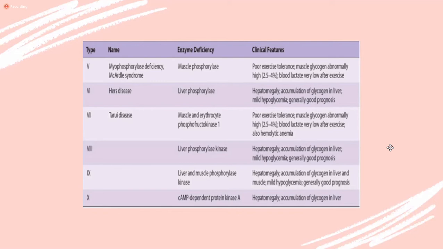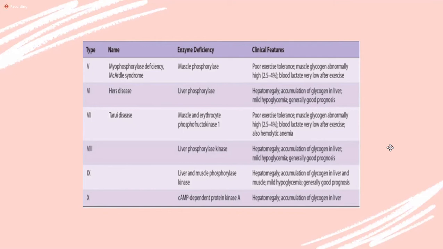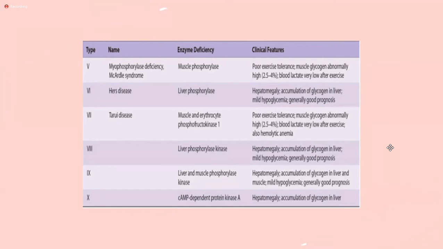Then you have liver phosphorylase kinase is absent, hepatomegaly, hypoglycemia, and so on. Liver and muscle phosphorylase kinase, again hepatomegaly. Cyclic AMP-dependent protein kinase A, hepatomegaly again, because you cannot break down the glycogen. The glycogen will just accumulate in the liver. Okay?